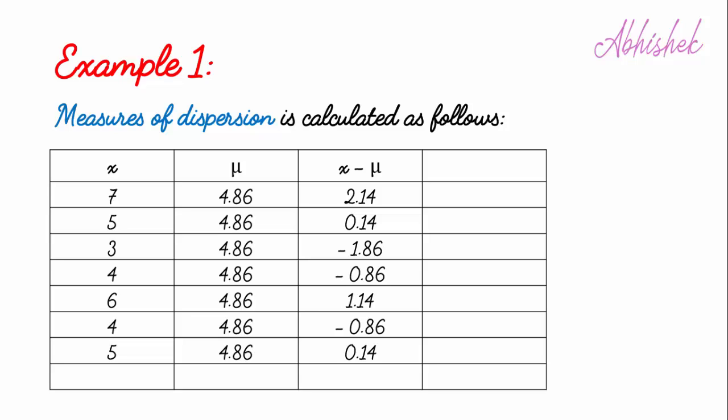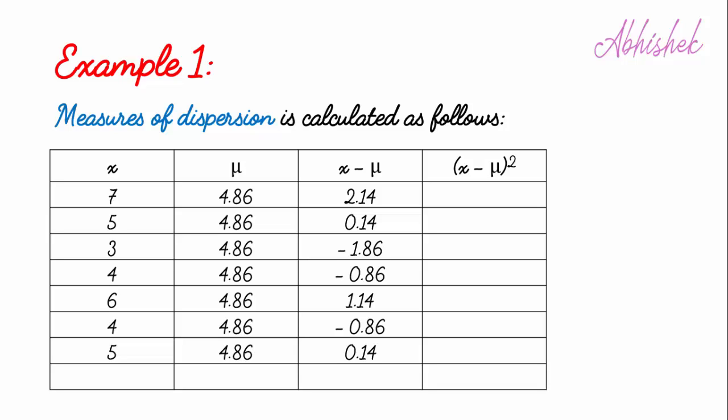Now, if we add all the values of x minus mu, we would get 0.02. This value is nothing but the sum of deviation. And if we take a mean of this, that means we divide 0.02 by 7, we would get a mean deviation. However, as I have told you before, mean deviation is not commonly considered. The commonly considered value is standard deviation, and we will go to it shortly.